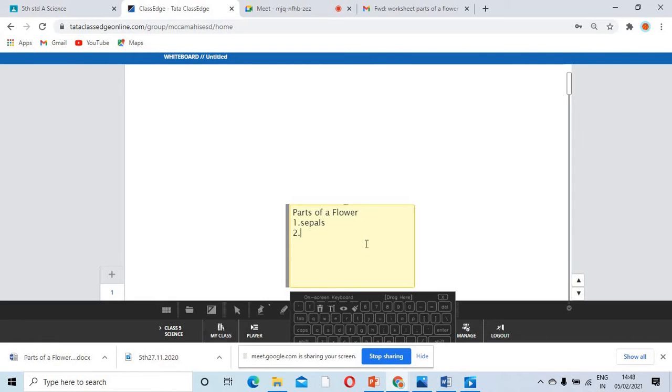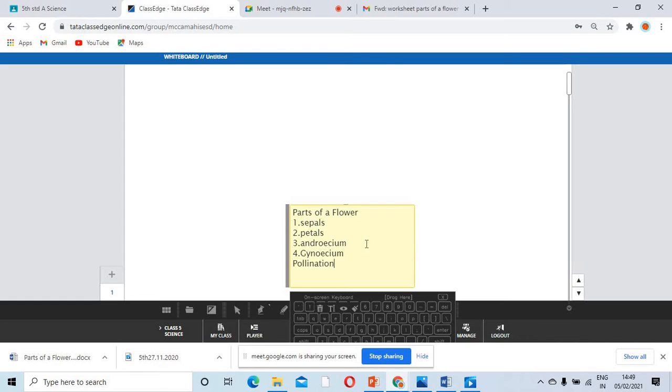The second part we are going to learn is about the petals, and the third part of the flower is called the androecium. And this is said to be the male part of the flower. And the fourth one we are going to learn is called gynoecium. Okay, and after this we are going to learn another interesting topic, that is about pollination.